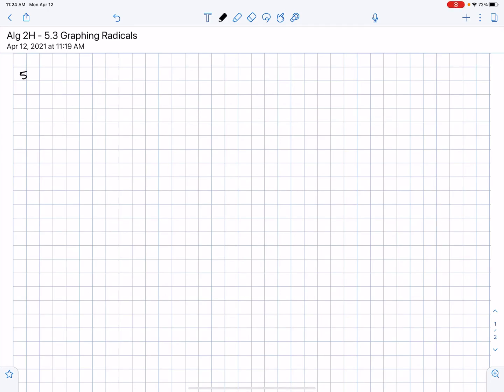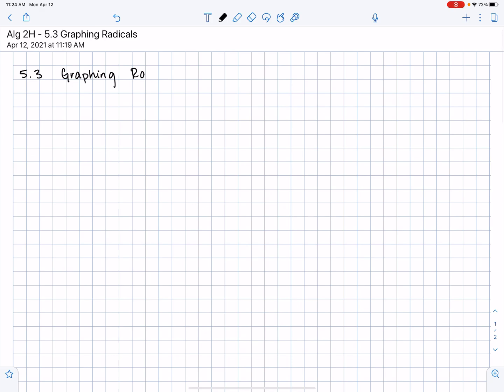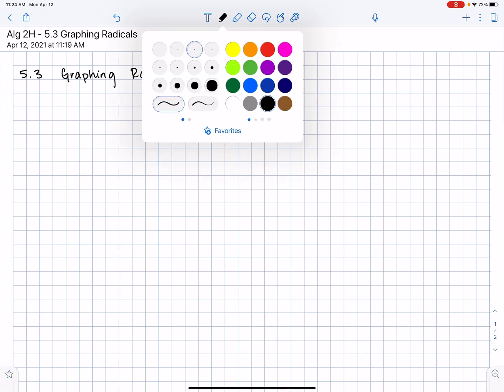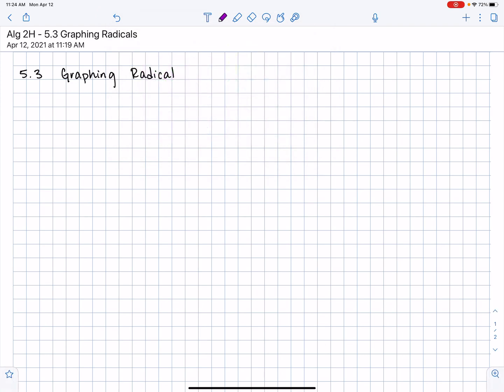Hello there. We are going to jump back to section 5.3 because we have some functions that we need to graph. So we're going to be graphing these radical functions. And hopefully from your reading, you know that we are going to be adding some parent functions to our list of functions. And that was going to be our square root and our cube root.